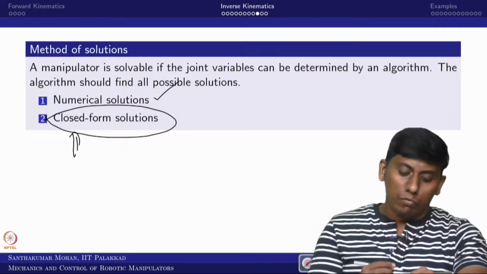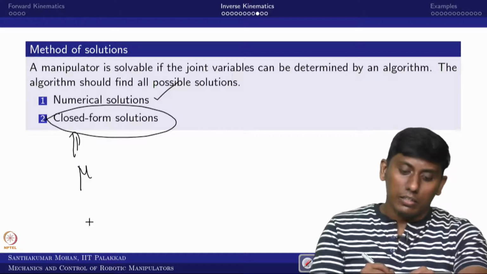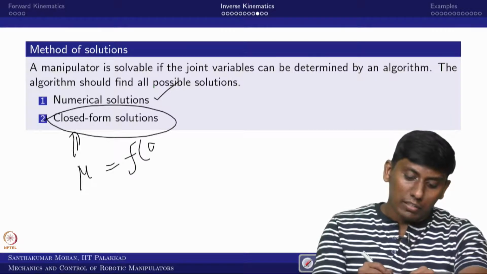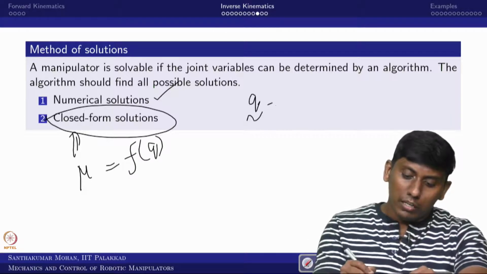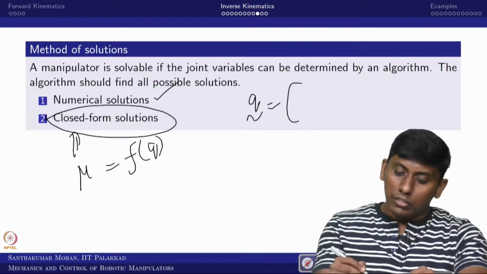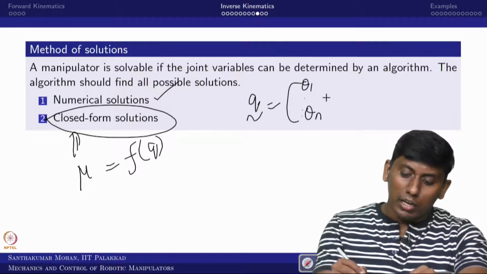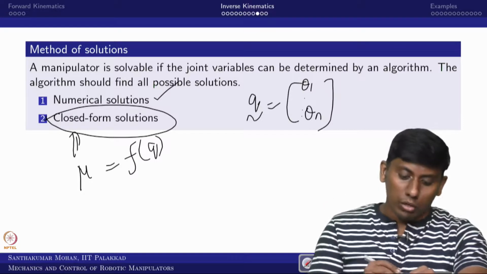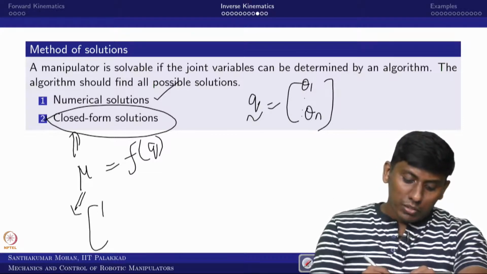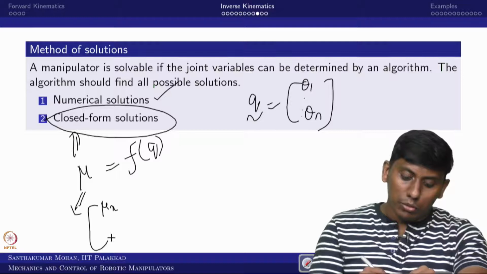Why is it called closed form? Your end effector equation would be found as this. So Q is a joint variable vector, theta 1 to theta n. We assume that all are rotary joints. This mu is, so your x axis position, you can say, to the final alpha, beta, gamma.